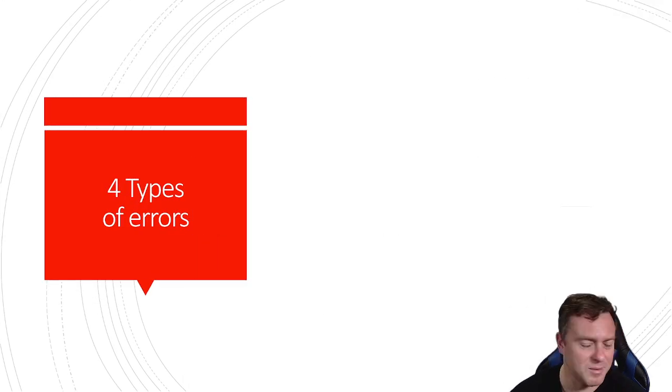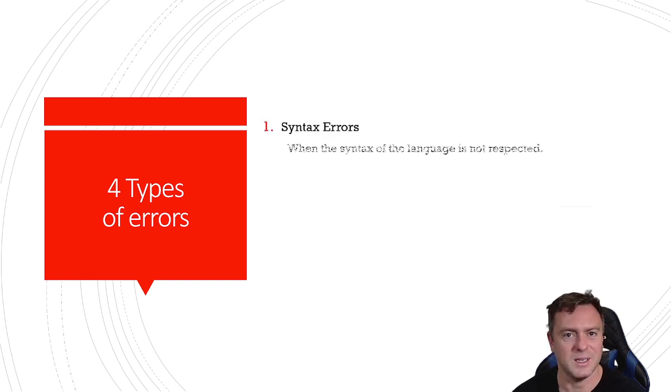Cool, so now we have the 4 different types of errors that you'll face. So first of all, we have syntax errors. When a syntax error occurs, that's when the language has not been respected.